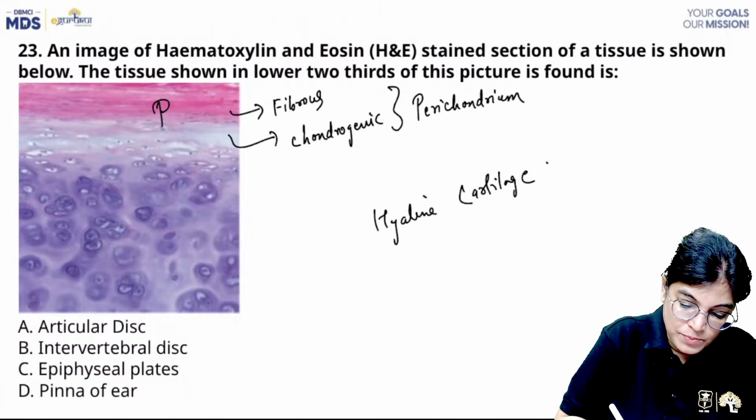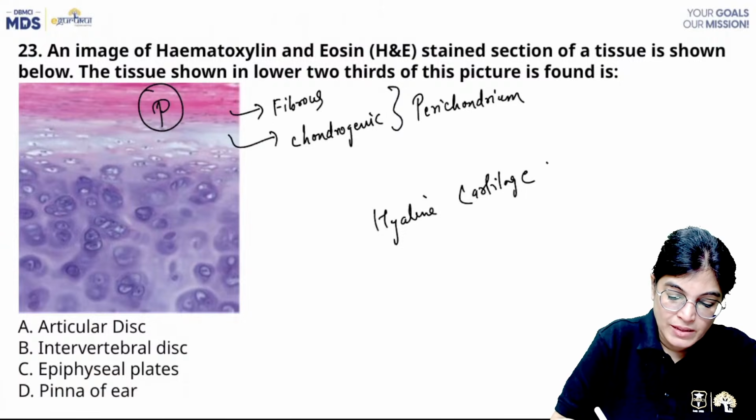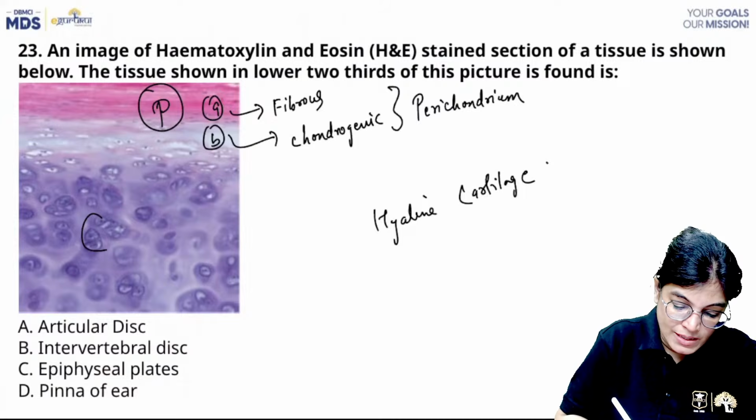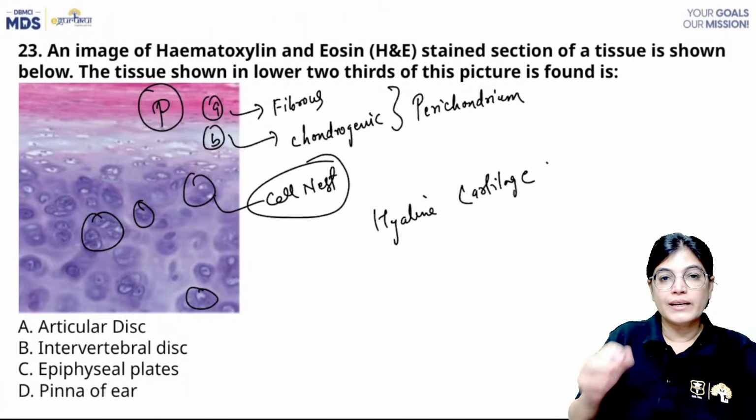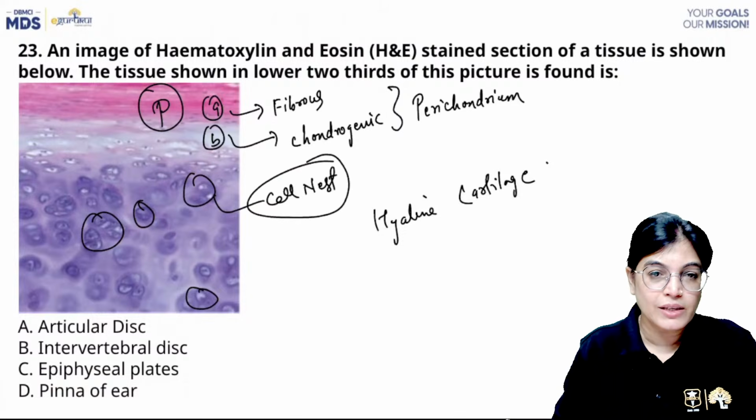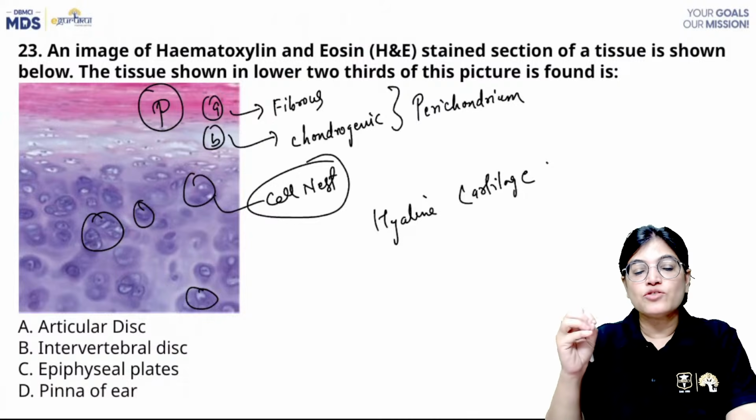So this outer is P. What does P stand for? Perichondrium. And these are the two layers of perichondrium, and these are cell nests. What are these? So actually this is the cell nest. That means isogenous groups of the cell nest and chondrocytes residing in the group, as you can see here.